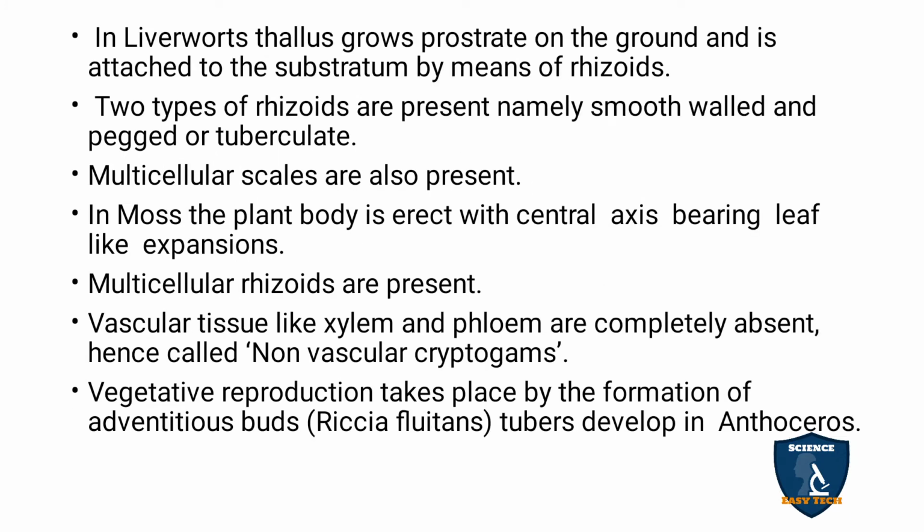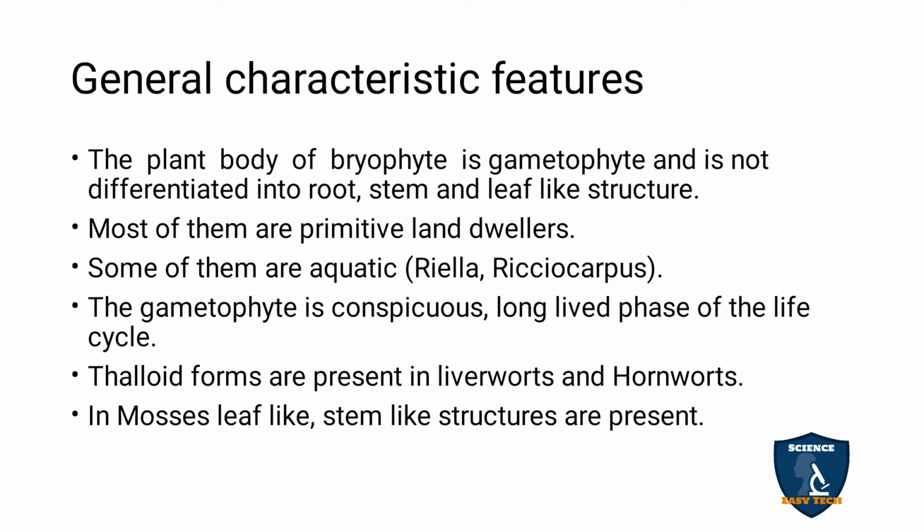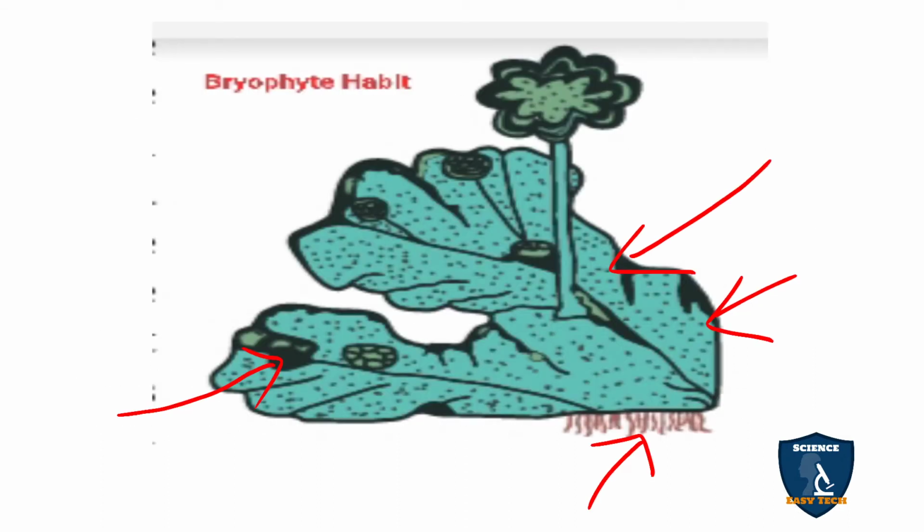In liverworts, the thallus looks like a liver, and it is attached to the ground with rhizoids. This is a liverwort form where the thallus is attached to the substratum through rhizoids.